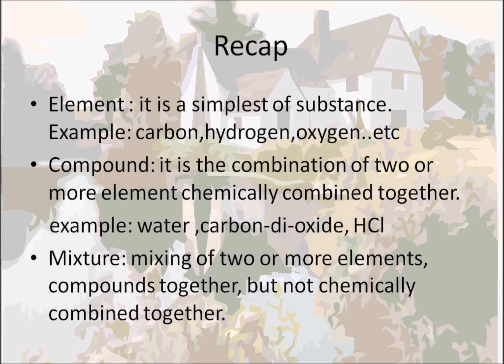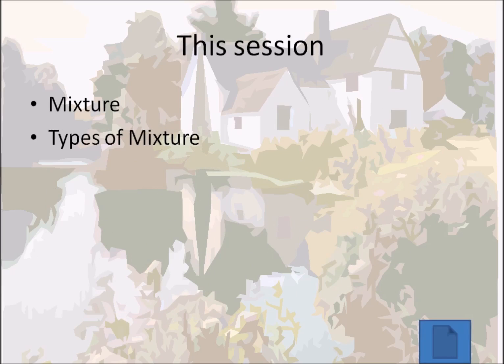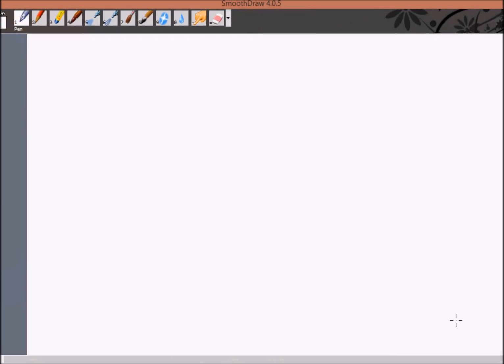And a mixture is nothing but a mixing of two or more elements or compounds together, but they are not chemically combined together, so they are called mixtures. So friends, let's start with the new session on mixtures and their types. To make the session more effective, let me give you a brief of the session.